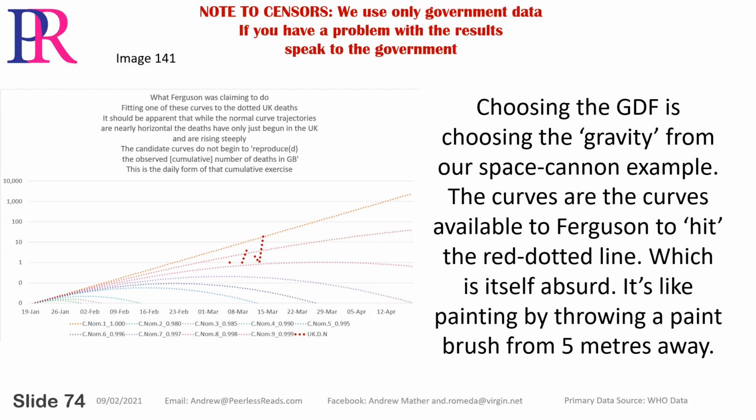Choosing the GDF is choosing the gravity from our space cannon example. The curves are the curves available to Ferguson to hit the red dotted line, which is itself absurd. It's like painting by throwing a paintbrush from 5 meters away.